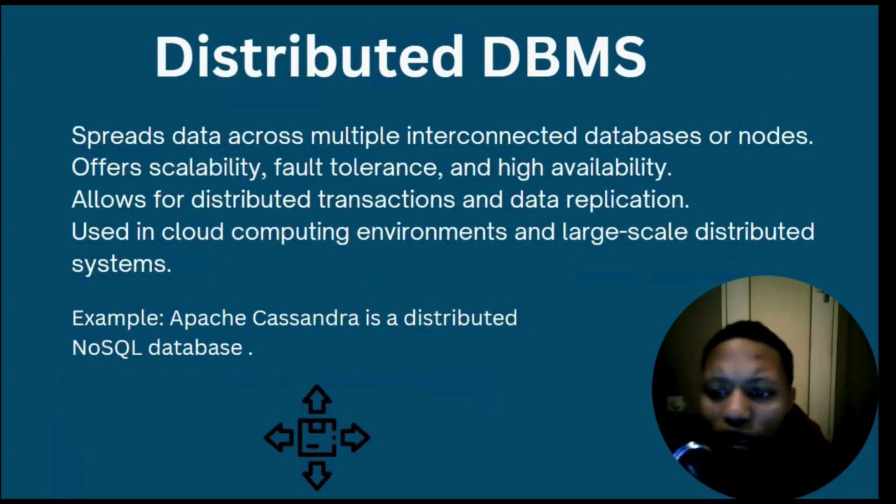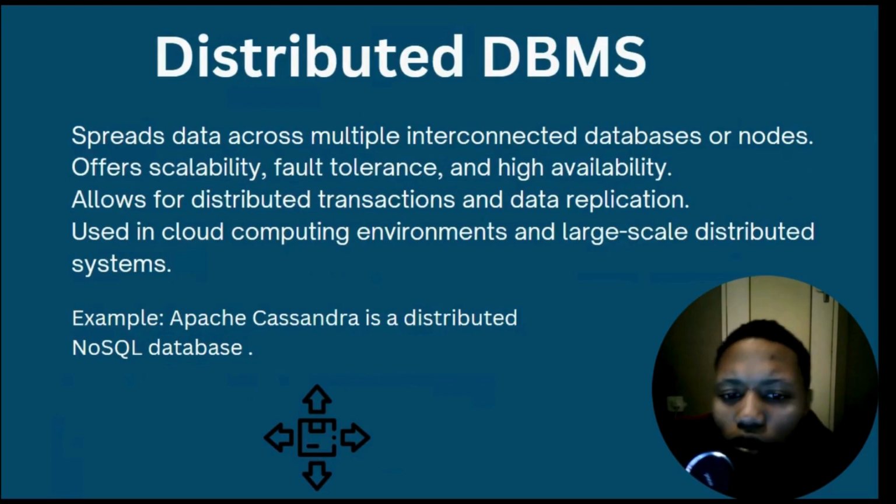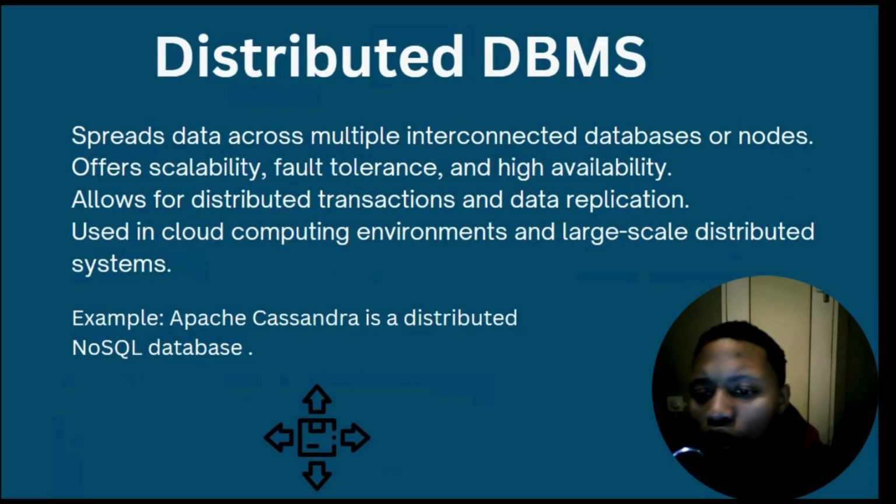Distributed database management system. This spreads data across multiple interconnected databases or nodes, offers scalability, fault tolerance, and high availability. Allows for distributed transactions and data replication using cloud computing environments and large-scale distributed systems. Example: Apache Cassandra is a distributed NoSQL database.